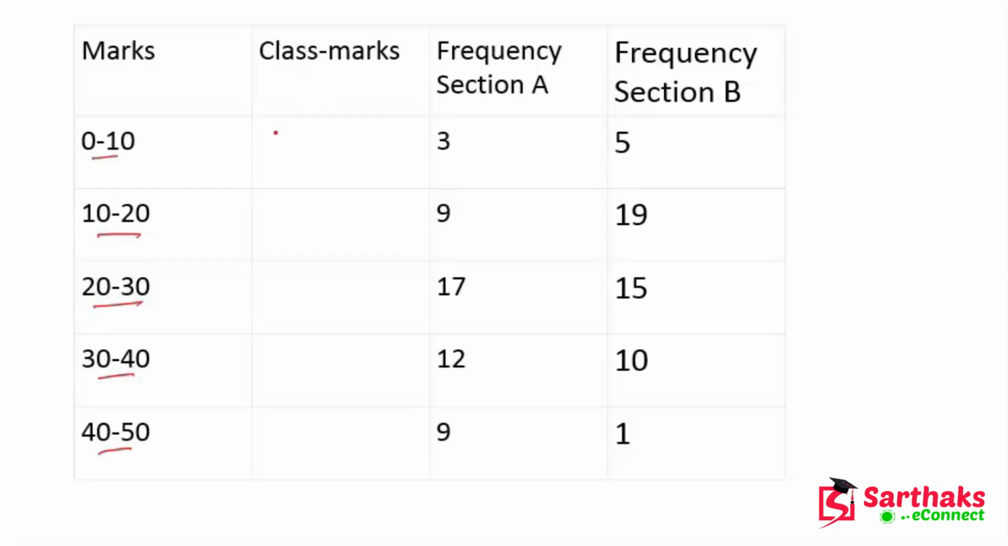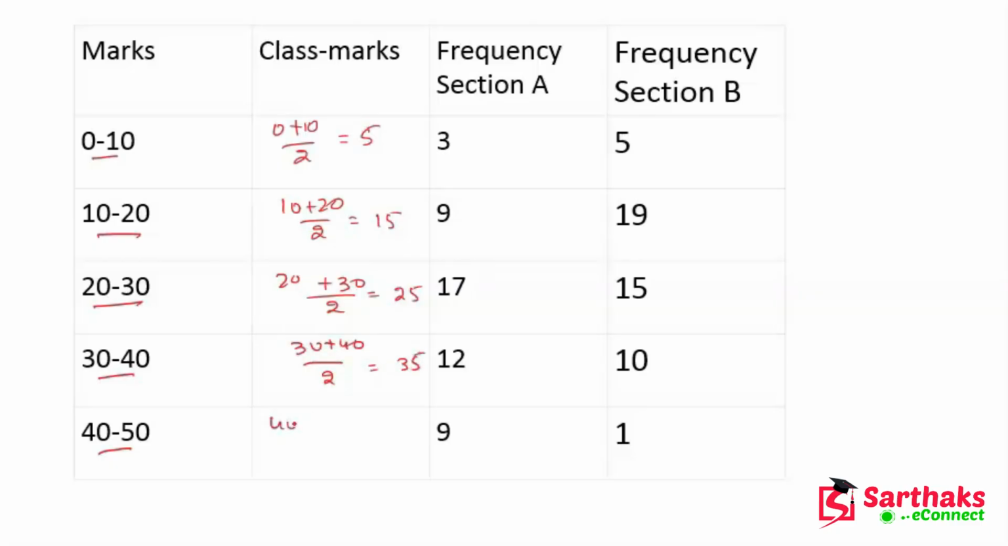Now we have to find the class marks. Here 0 plus 10 divided by 2 equals 5. Then 10 plus 20 divided by 2 gives 15. 20 plus 30 divided by 2 equals 25. And 30 plus 40 divided by 2 gives 35.